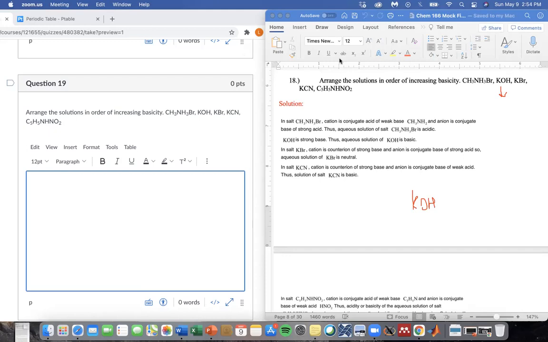KBr is just a salt, because KOH is a strong base, so that K+ is totally okay to hang out in the solution. HBr is also a strong acid, and so that Br- is also able to just hang out in the solution. So KBr is literally neutral. So we know that KBr is less than KOH.